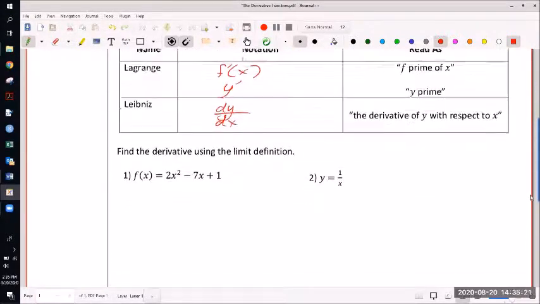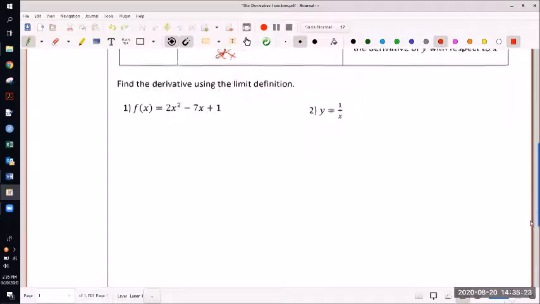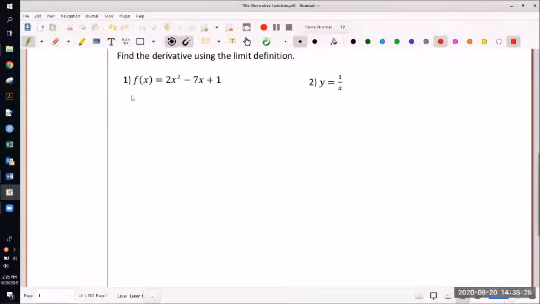So let's go ahead and apply this definition to a couple of functions and see how it works. So we have this function f of x equals 2x squared minus 7x plus 1. This is a parabola. So what I'll do first is I'll define f of x plus h, which I will then substitute into the limit definition that I laid out above. Everywhere we see an x, we're going to replace it with x plus h. So I'll have 2 times x plus h squared minus 7 times x plus h plus 1.